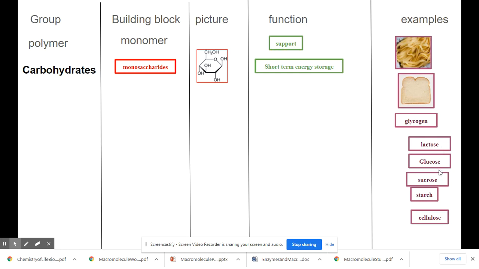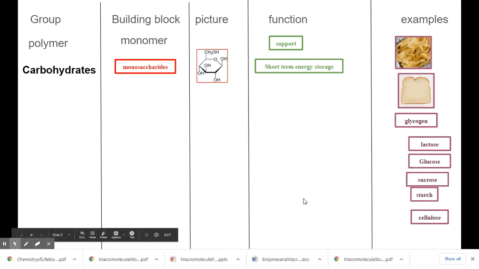If you notice, they have OSE at the end. So table sugar is sucrose. We have glucose. We have milk sugar, which is lactose. There's also fructose. So a lot of times if you see OSE at the end, that tells you that we're talking about a sugar.